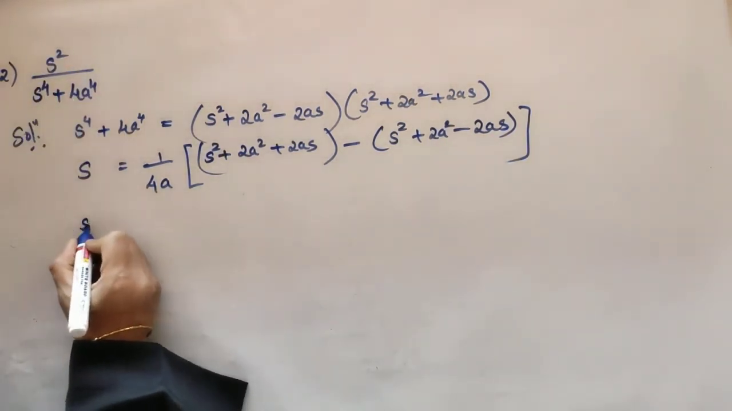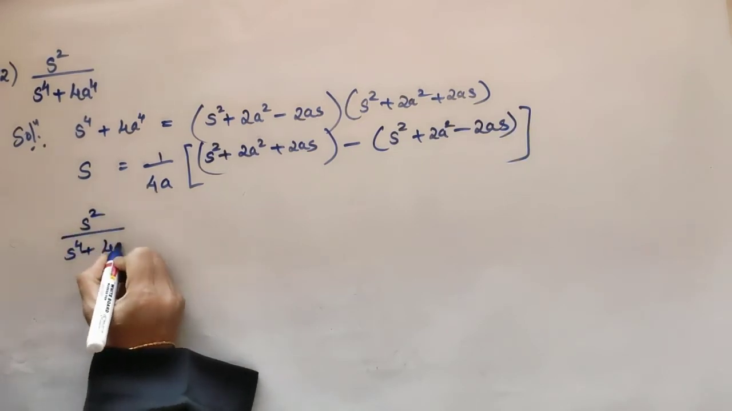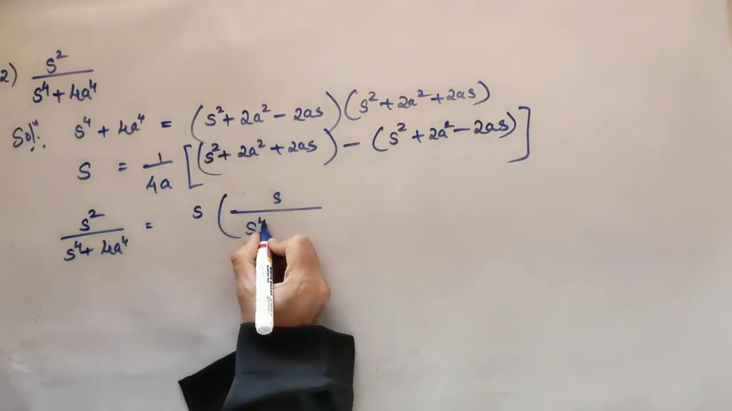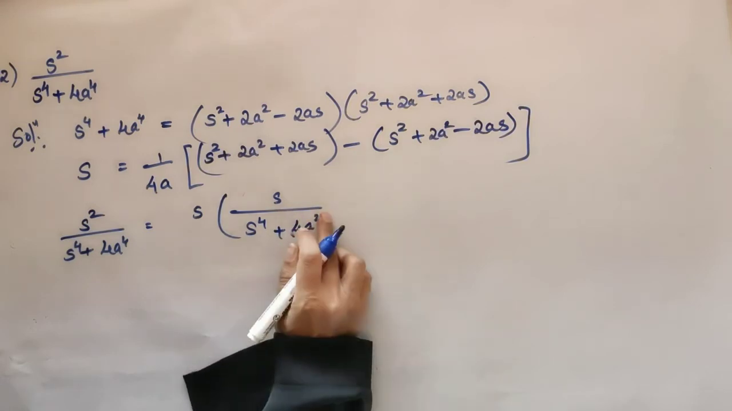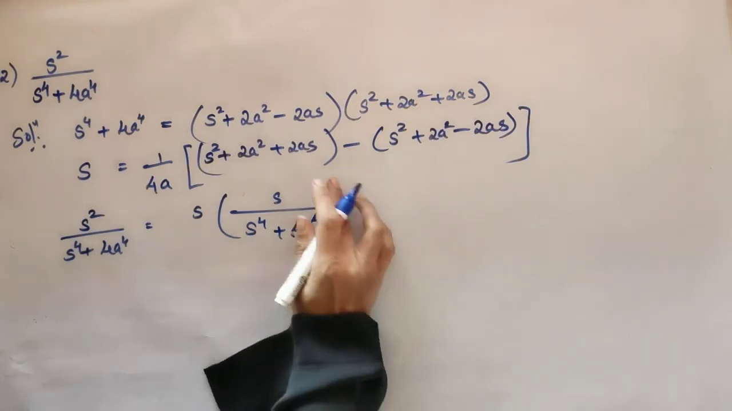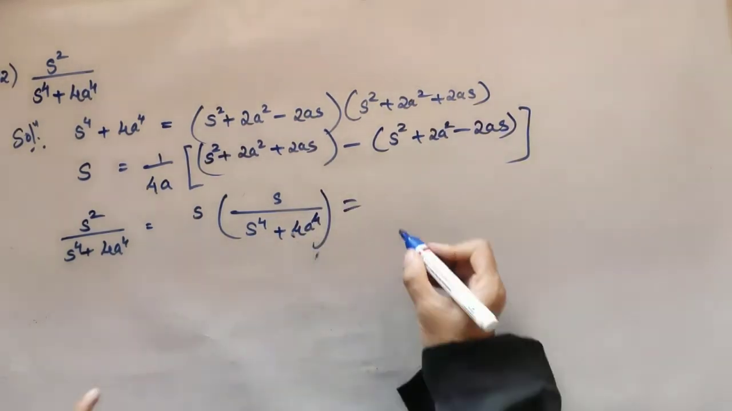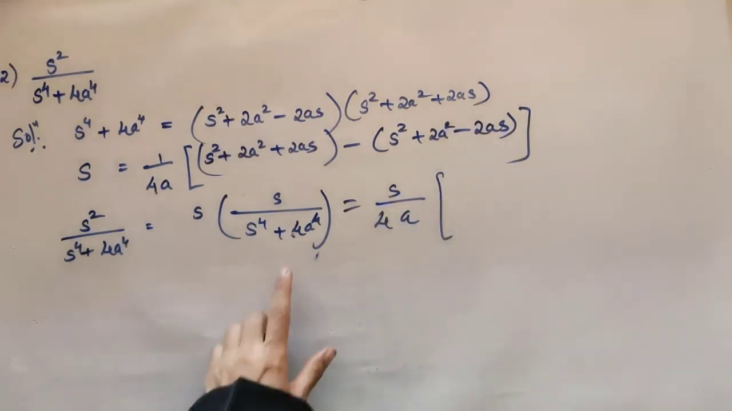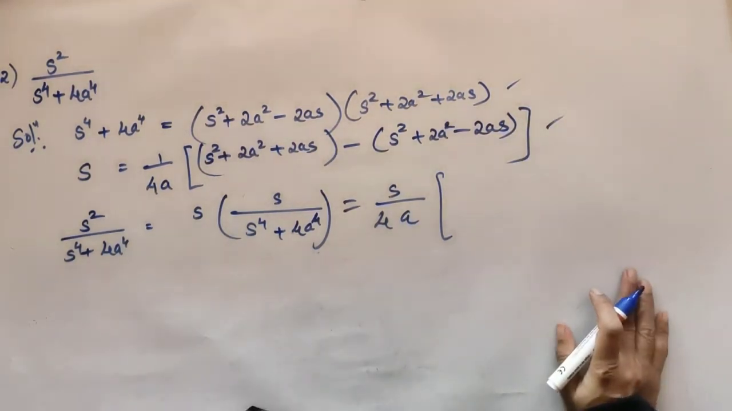So we know that s square divided by s to the power 4 plus 4 times a to the power 4 can be written as s into s divided by s to the power 4 plus 4 times a to the power 4. Is it? Now this thing we have written already in my previous problem. I'm directly using it. So s divided by 4a becomes the simplified form. Directly I would have taken it from there, but in the beginning I have just written it because I have already erased everything, so that you should not get confused.